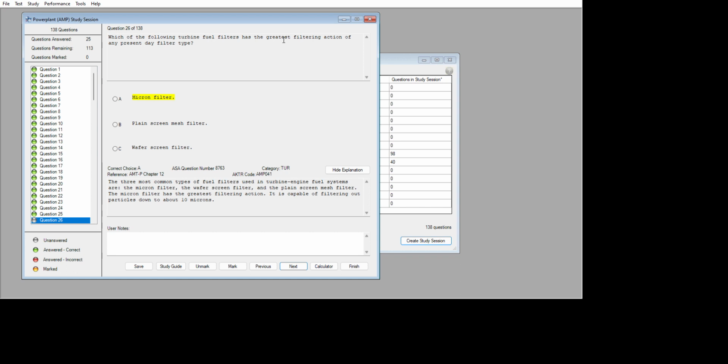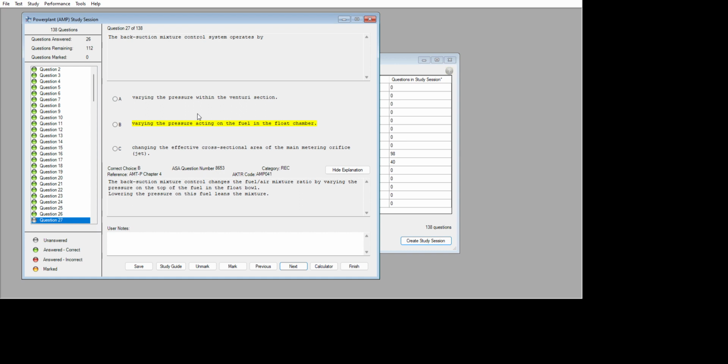Which of the following turbine fuel filters has the greatest filtration of any present-day filter type? Micron filter. The three most common types of fuel filters used in turbines are the micron filter, wafer screen filter, and plain screen mesh filter. Today they're asking about the micron filter, the greatest filtration.